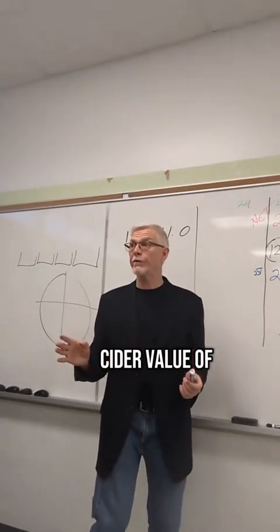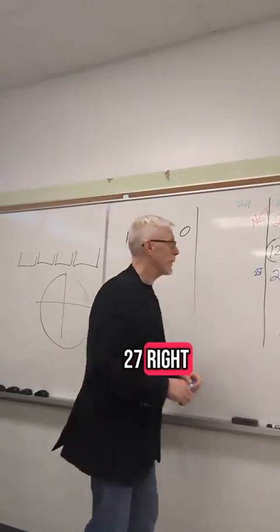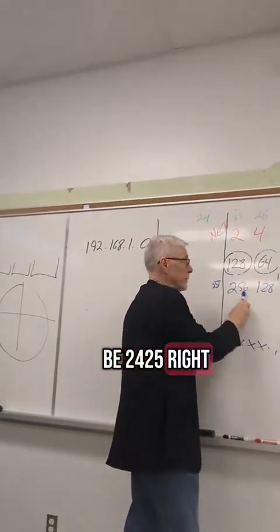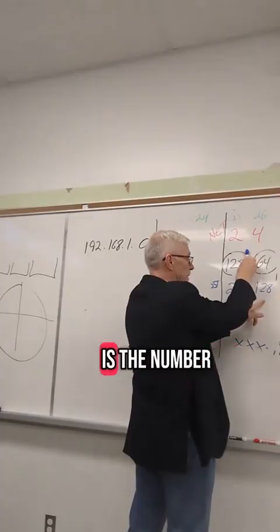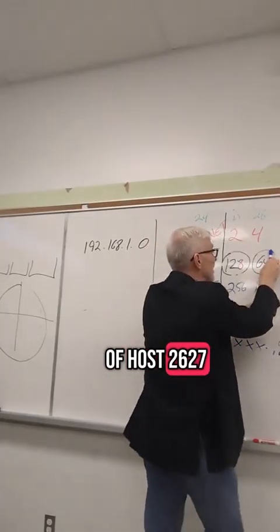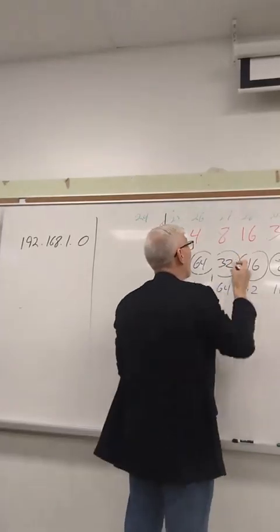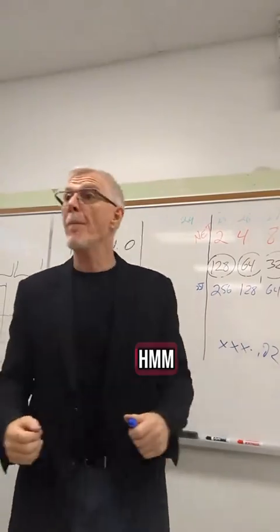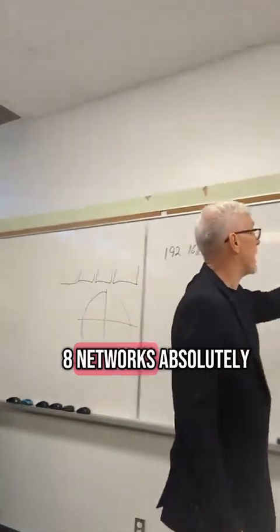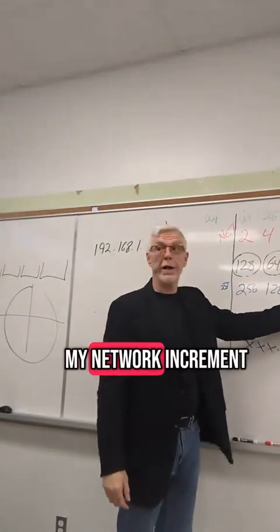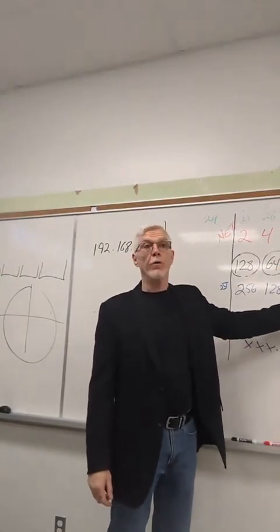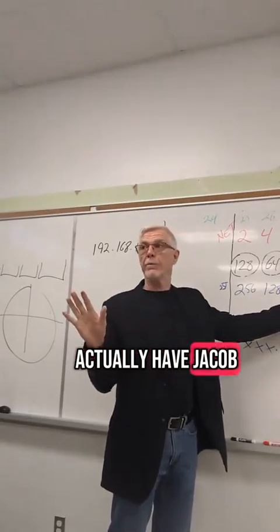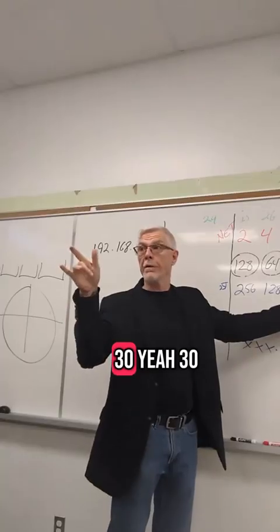Okay, CIDR value of 27, right? So this would be 24, 25. Top left is the network, bottom is the number of hosts. 26, 27. How many networks, how many hosts? 8 networks. Absolutely correct. What is my network increment? 32. How many hosts will I actually have? 30. Yeah, 30, right?